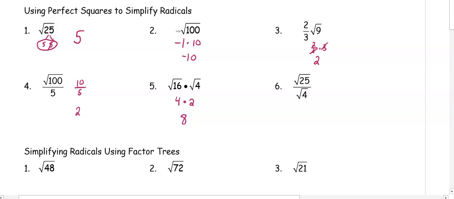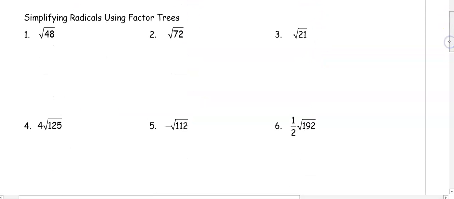Number 6, the square root of 25 over the square root of 4. So the square root of 25 is 5. The square root of 4 is 2. And that does not simplify at all. Now, we're not always so lucky that everything's going to be a perfect square.